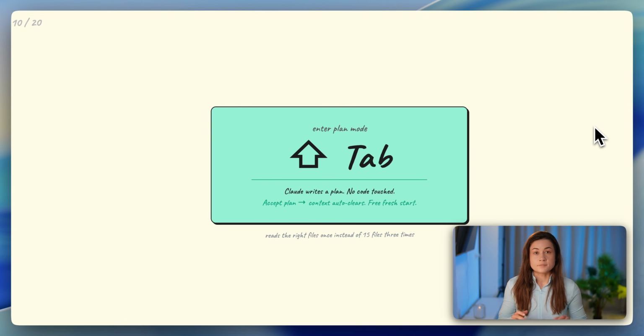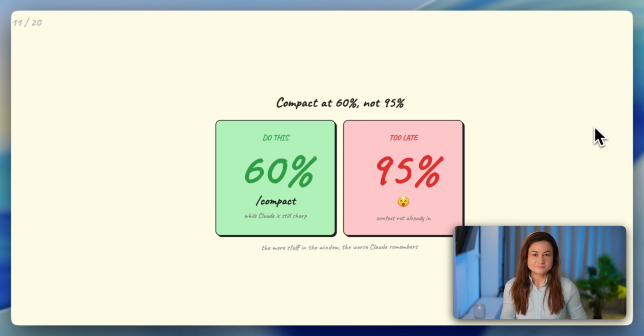Number 10. Before you build anything, you should press Shift and Tab. That's plan mode. Claude writes a plan but doesn't touch any code. You approve it and then it does the work. It reads the right files once, not 15 files 3 times. Bonus, when you accept the plan, the conversation auto-clears.